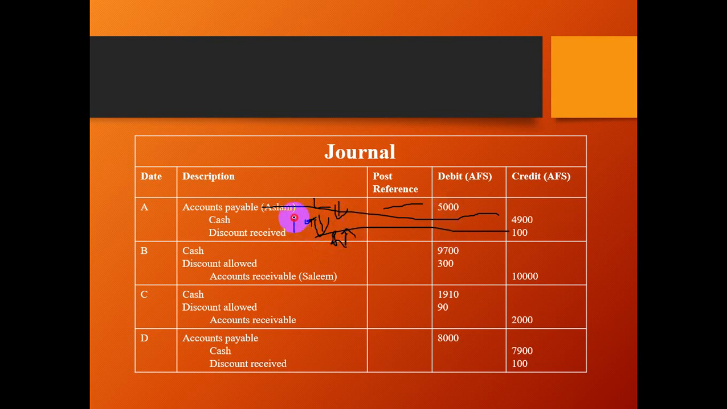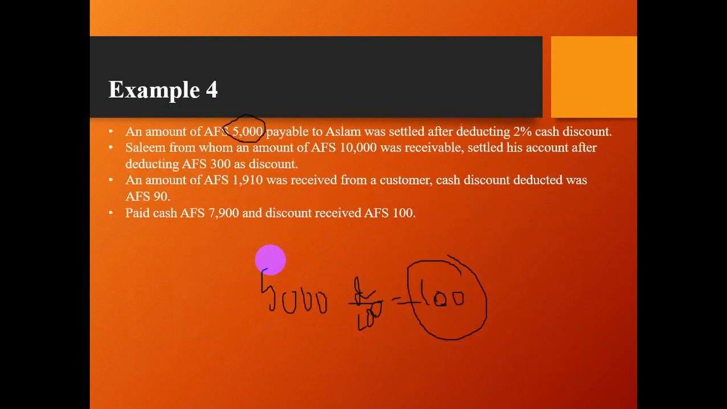So that is how to apply it. Liability decrease has a debit balance. My asset decrease has a credit balance. My revenue increase has a credit balance. So this is how to apply the second thing.